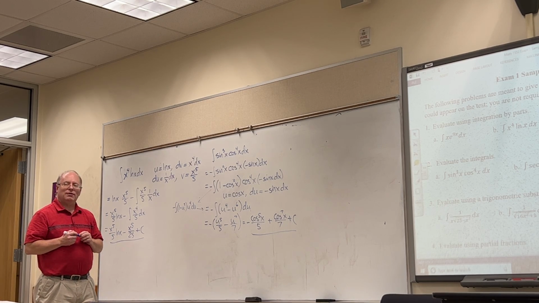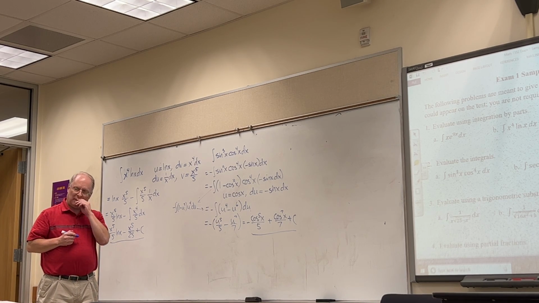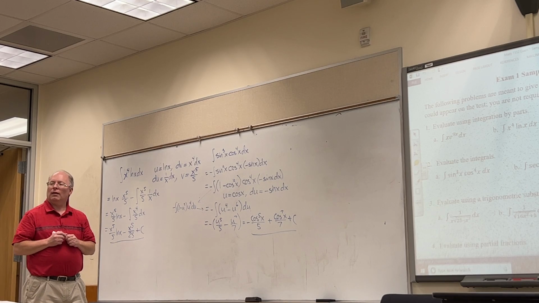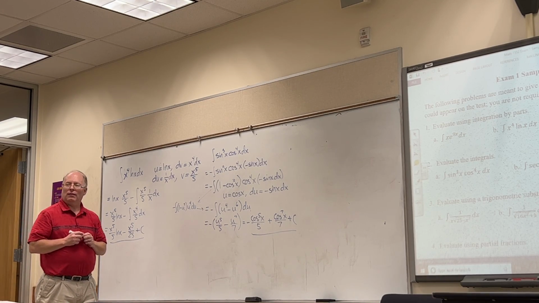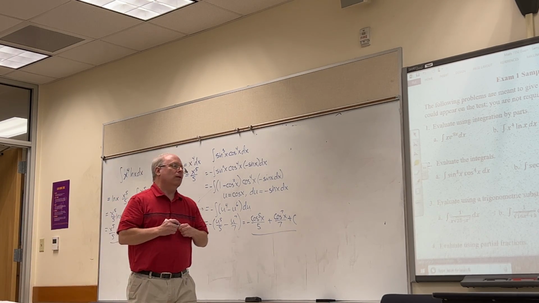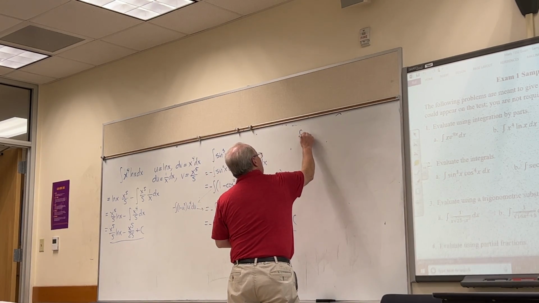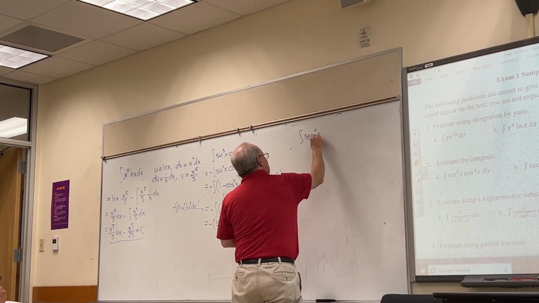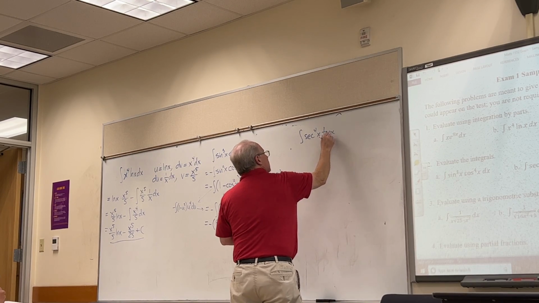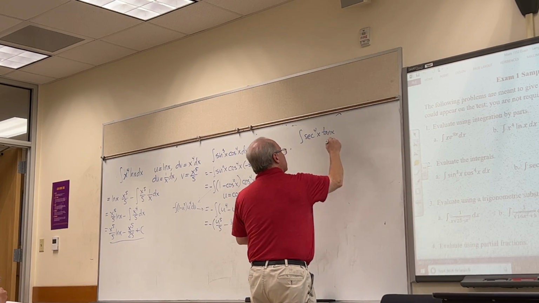Any other questions? Yeah. Could you do 2B? All right, so 2b is the one where we have secants and tangents. So we have secant to the fourth of x times tangent of x dx.